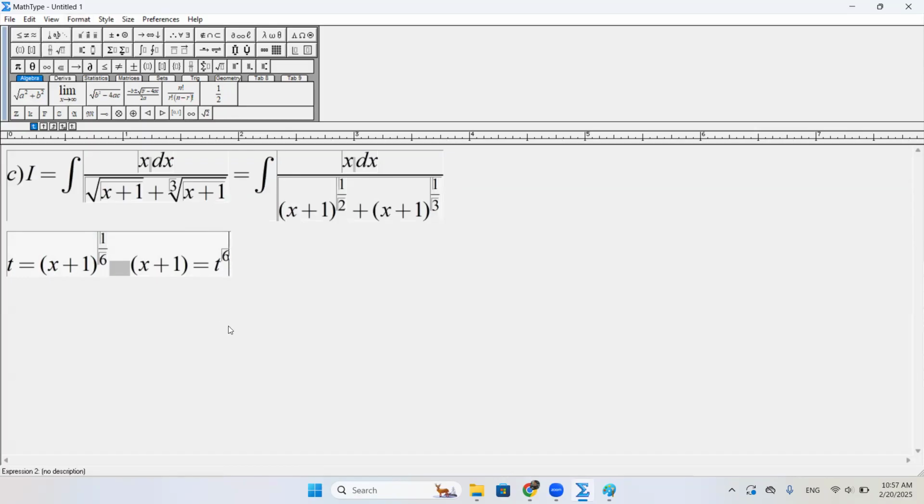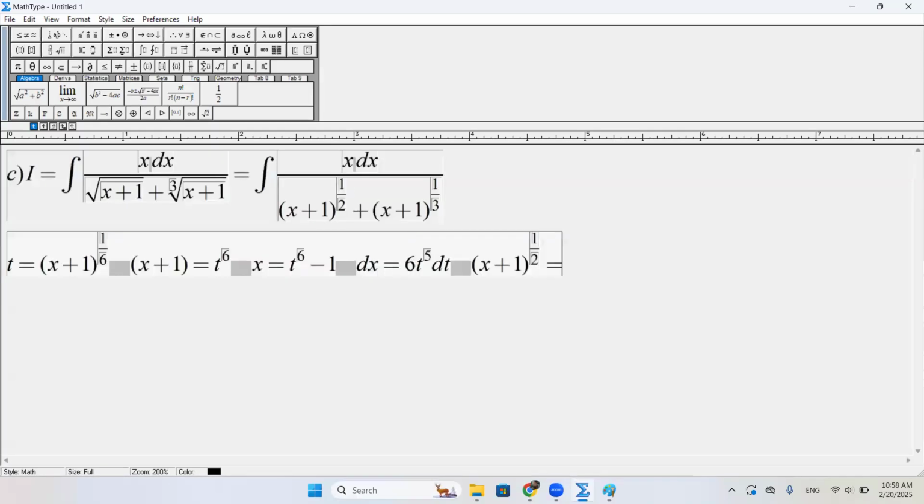Let's write in detail. So x equals t in power of 6 minus 1. So dx equals 6t in power of 5 dt. So 1 was destroyed while differentiating. So x plus 1 in power of 1 over 2 equals t cube.